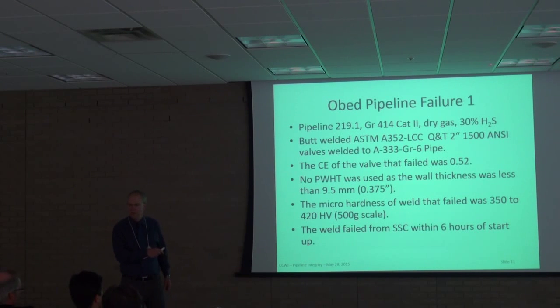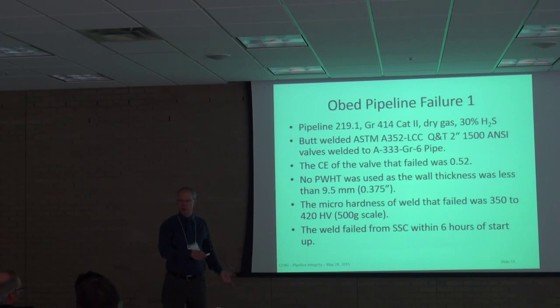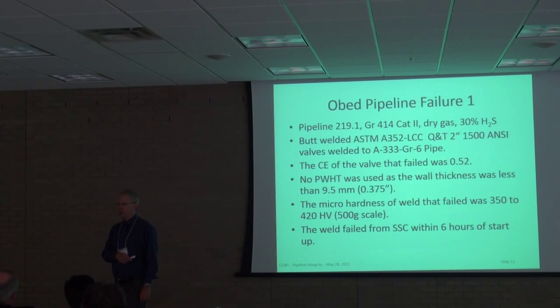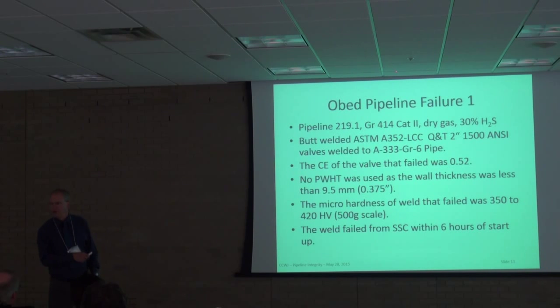And they got caught because they missed a couple of things. So one of the failures was that they welded in this 2-inch valve onto the end of the line, so it was an attachment, just a blow-down valve or an instrumentation valve. But the carbon equivalent of that valve was 0.52. Normally in sour service environments, you want to be below 0.4, or 0.43, in terms of your carbon equivalent.